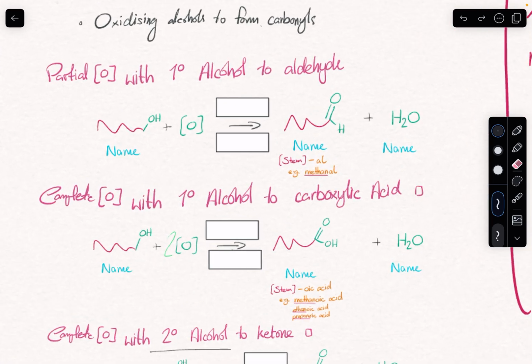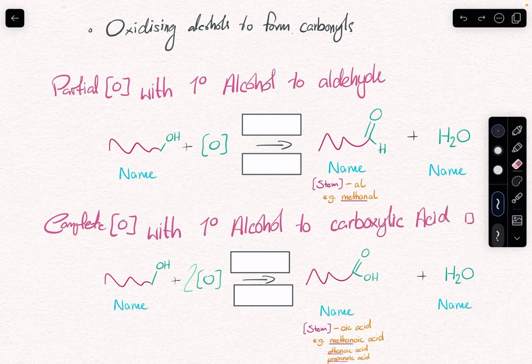I'm just going to zoom in on here, and the first reaction we're talking about is a partial oxidation with a primary alcohol to form an aldehyde. So over here, you're going to give me a primary alcohol. Any primary alcohol, just pick one, make sure you draw it and name it correctly. This O in brackets means some form of oxidizing agent. That's all it means. It just means an unspecified oxidizing agent.